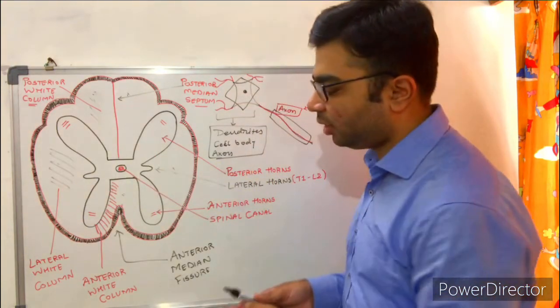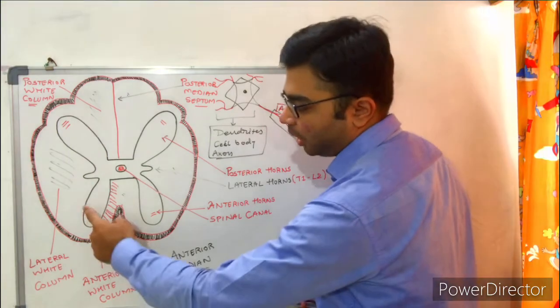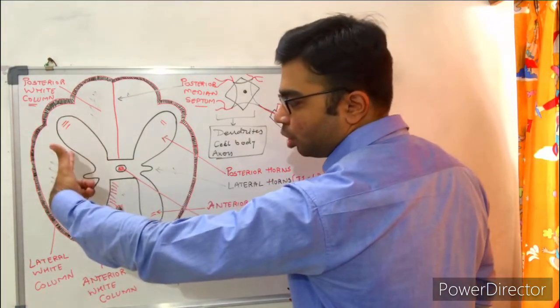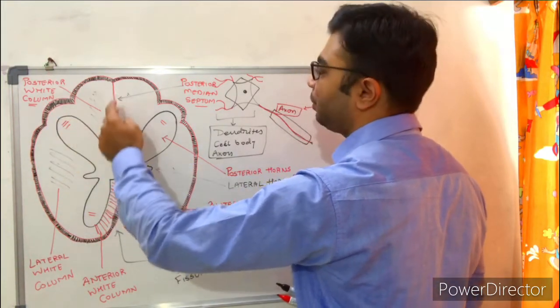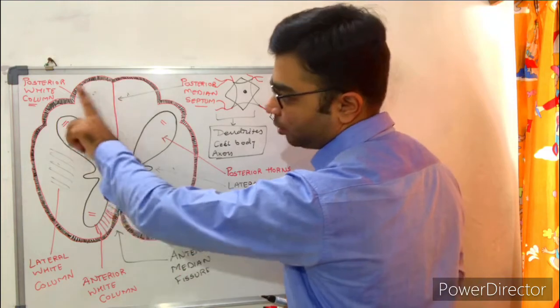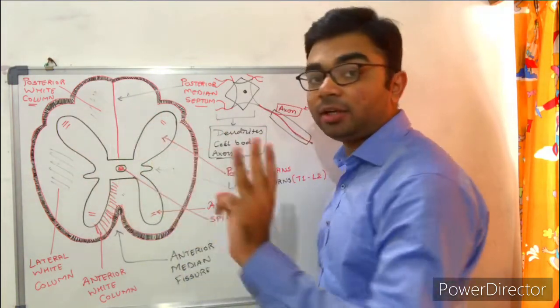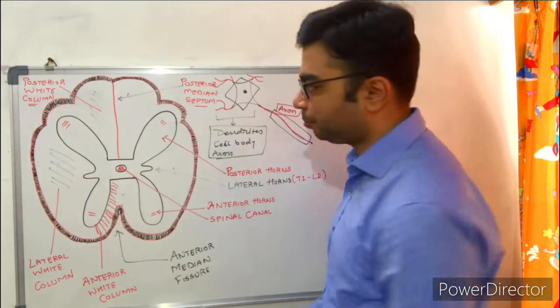So that is, the three white columns are present. First is the anterior white column, between the anterior grey horn and the anterior median fissure. Lateral white column, between the two horns of the grey matter. Posterior white column, between the posterior grey horn and the posterior median septum. So that is only one side which shows the three white columns, that is anterior, lateral and posterior.